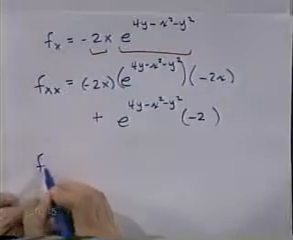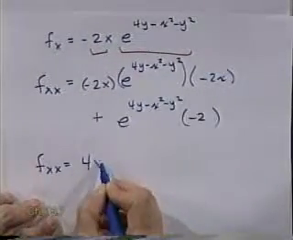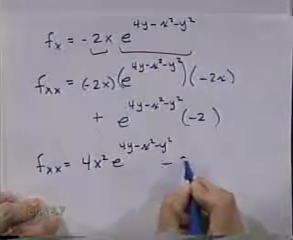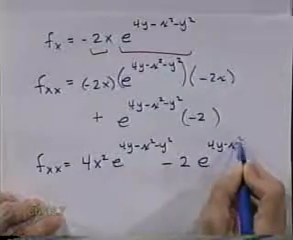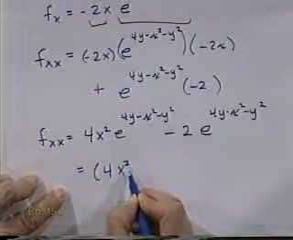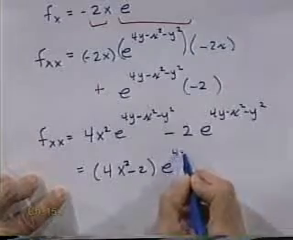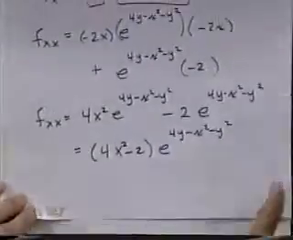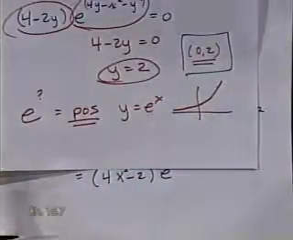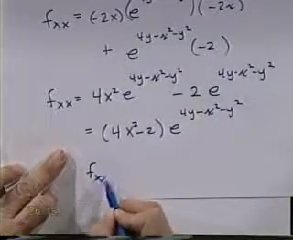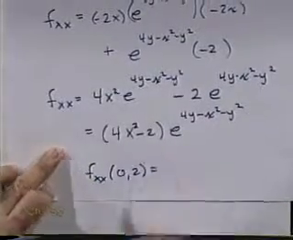So let's see. We have here f_xx is equal to 4x squared e to the (4y minus x squared minus y squared) minus 2 e to the (4y minus x squared minus y squared), which is a bit bloody. I think I'm going to factor out the e to the. So I get (4x squared minus 2) e to the (4y minus x squared minus y squared). Okay. Notice the only point we said we had to check was the point (0, 2). So since we're only checking the discriminant at the point (0, 2), why don't we evaluate f_xx at the point (0, 2)? We plug in the point (0, 2).